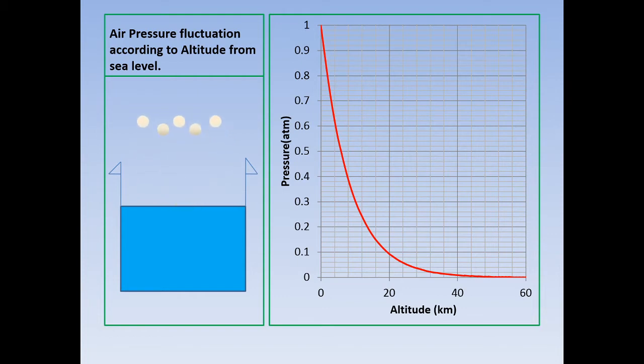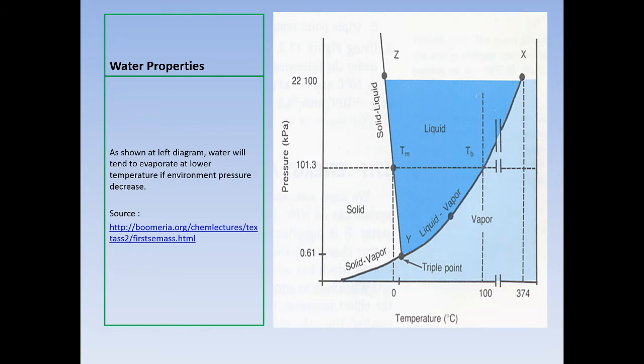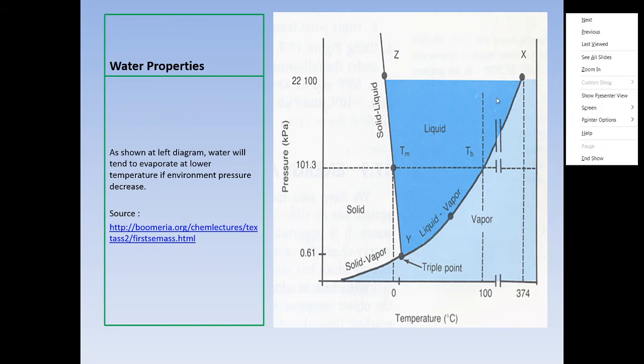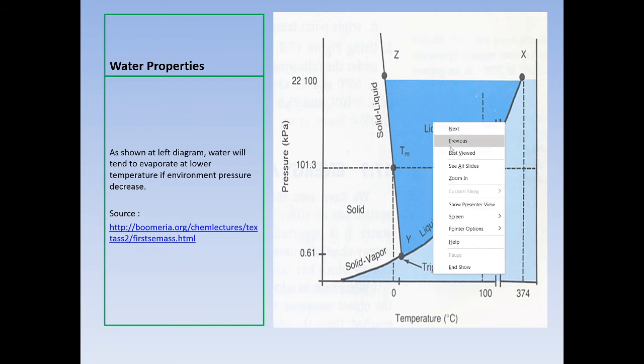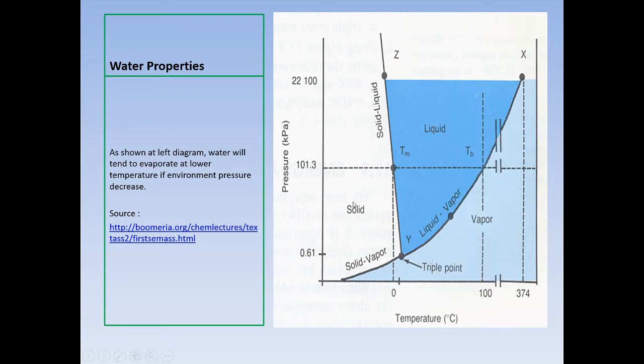So from this graph you can see the relation of static pressure and altitude, and how it affects the water. We call these water vapor properties. On the next page, as you can see, these are the thermodynamic properties of water. There are three points, what we call the triple points.